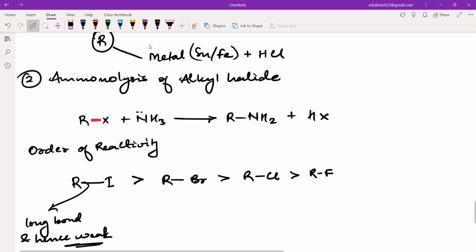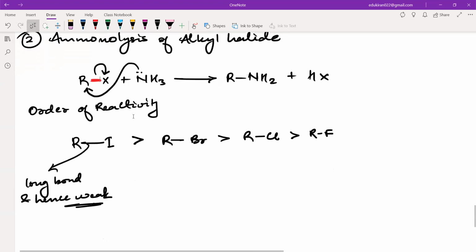The reaction happens like this. You have NH3, it attacks on R, and this bond breaks, and this bond breaks. Can I move on? Yes or no? Yes, sir.